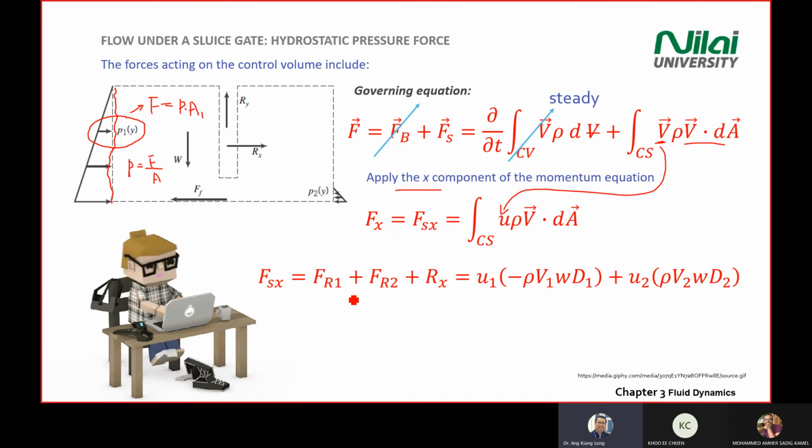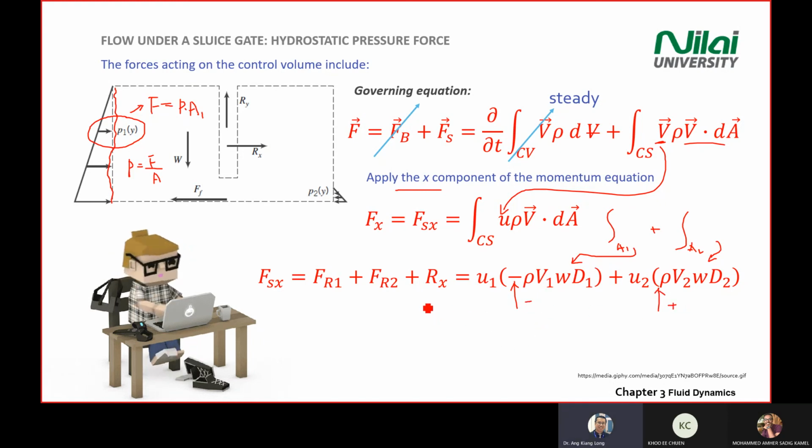So FR1 means the reaction force on the left hand side, point 1 here. FR2 is the reaction force at point number 2 here. Rx is the reaction force at the gate here. And for the right hand side of your integration component, you have 2 points there, so that's why you have 2 integrations. So you have the integration over your area 1 plus the integration over your area 2. So the first one will arrive at this, the second one will arrive at this. So for the first one, you should know why you get a negative. For the second one, why you have a positive there.